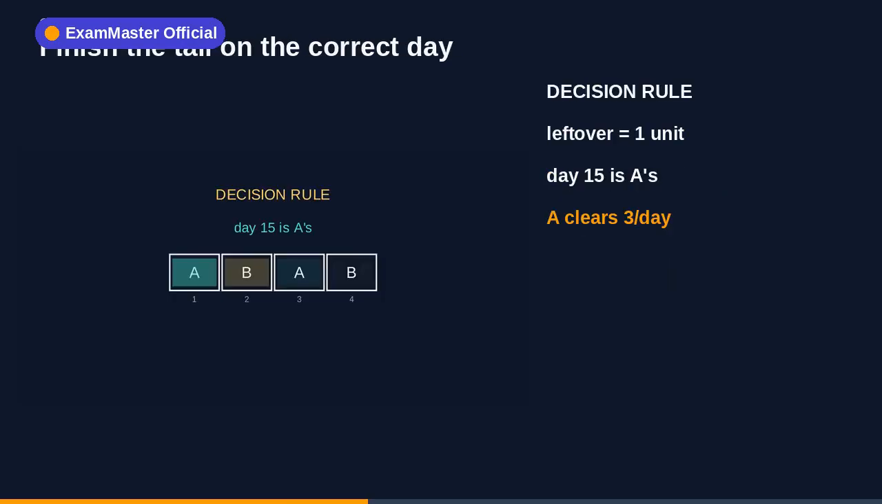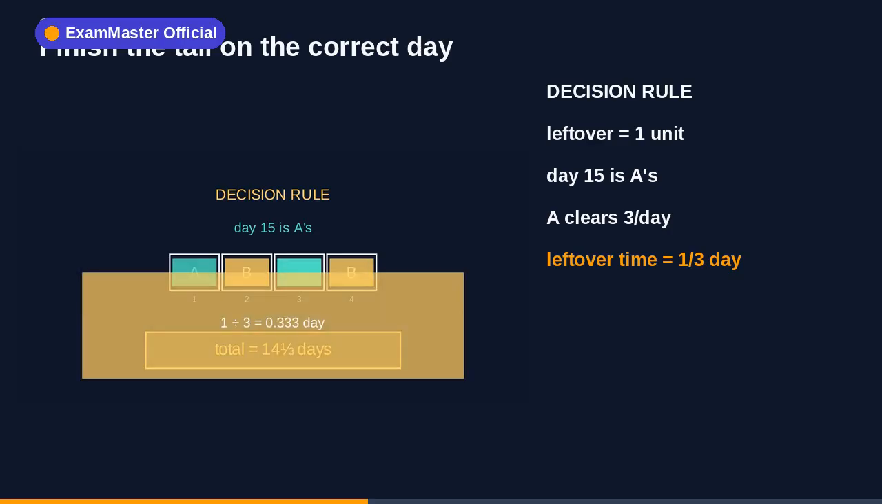Decision rule: the leftover 1 unit falls on the next calendar day. Day 15 is A's day when A starts, so finish at A's pace alone. 1 unit at 3 per day is 1/3 of a day. Total: 14 and 1/3 days.